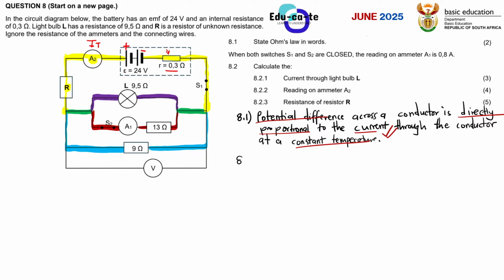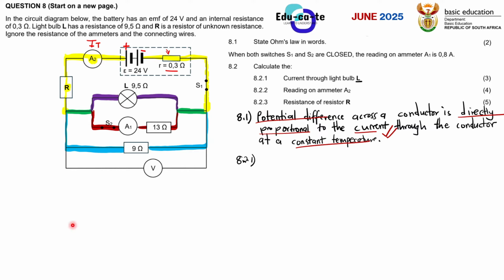8.2, we have 8.2.1 as the first. Calculate the current through the light bulb L. Remember that for the light bulb L, we are given its resistance here. It is 9.5 ohms. The ohms is measuring the resistance, right? So the current through this light bulb L is the 9.5 ohms, right? So we've got 9.5 ohms here, but we do not have the voltage so that you can find the current.